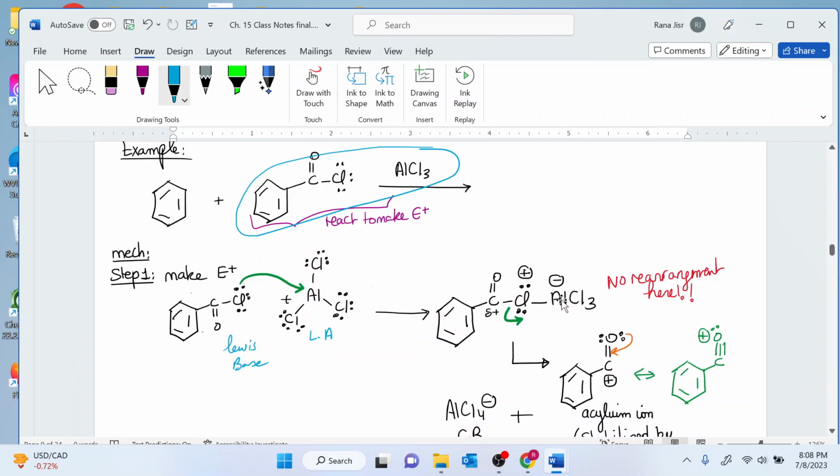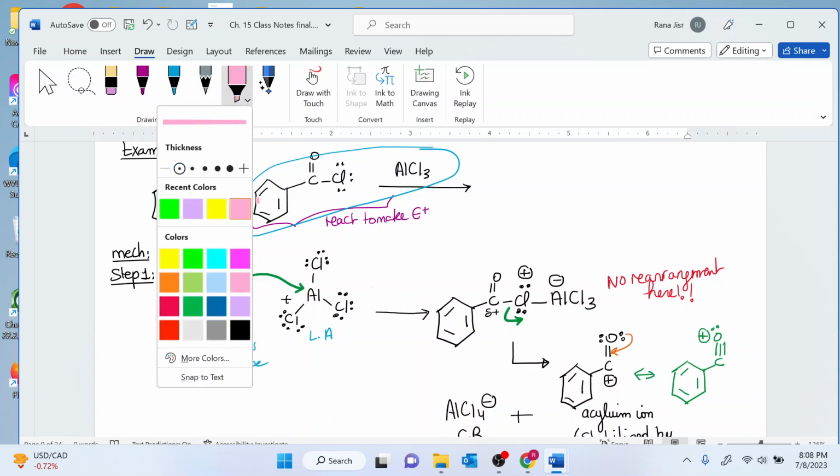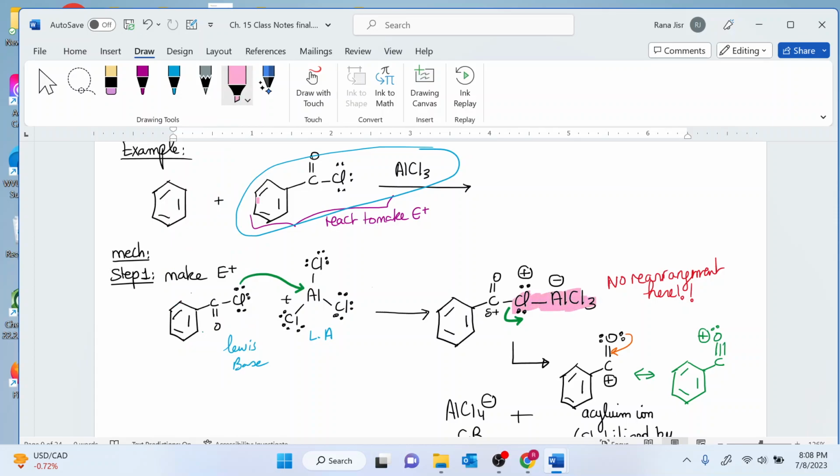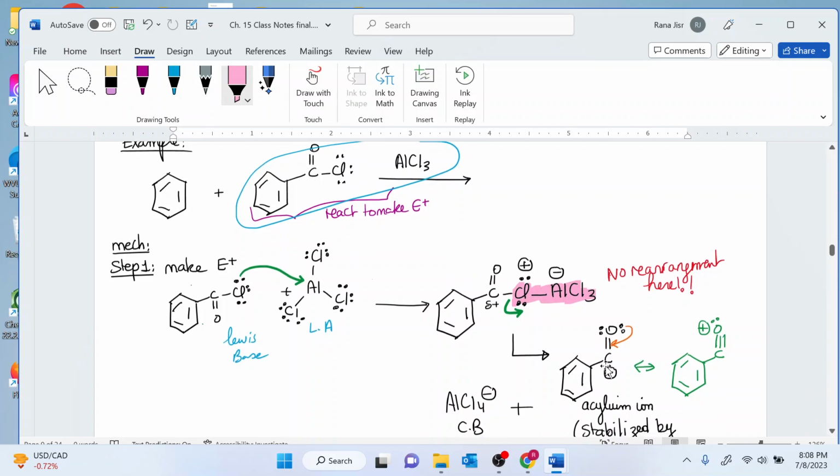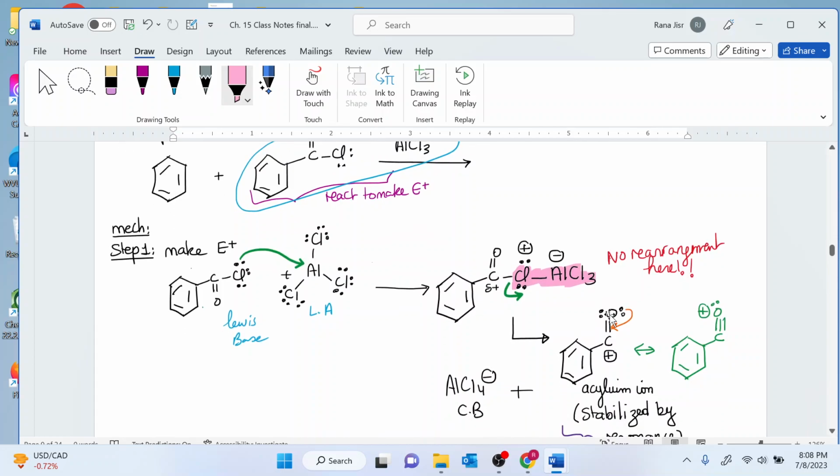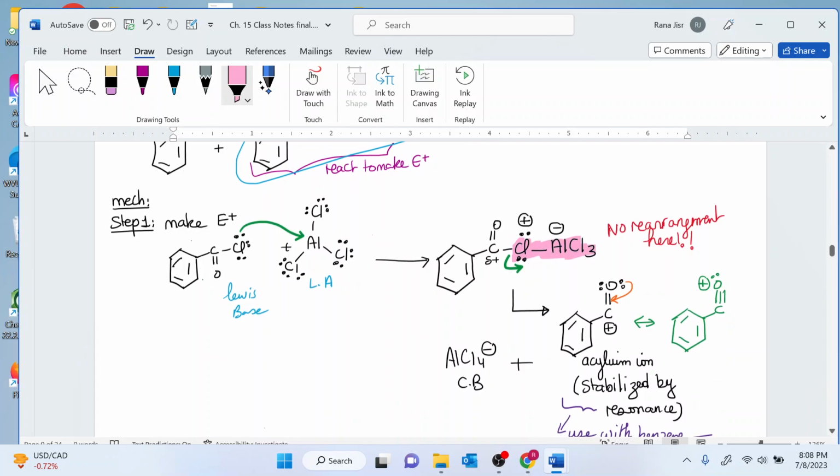The moment you make a complex in there, this is going to be a very good leaving group in here. So immediately this is going to leave, and you're going to create the acylium ion. When the plus charge is on the carbonyl, we call this an acylium ion. This acylium ion is stable because you can do resonance. It's stabilized by resonance, but no need for you to do the resonance in there. Just work with the acylium ion and take that acylium ion, carry it to the next step of the reaction.